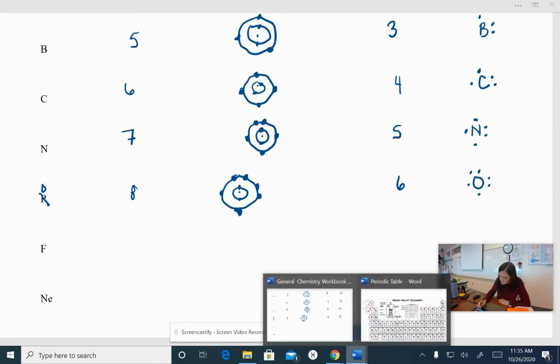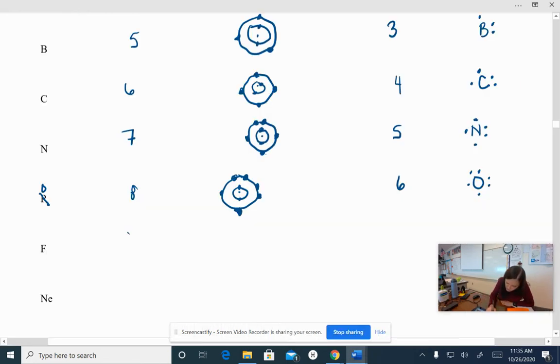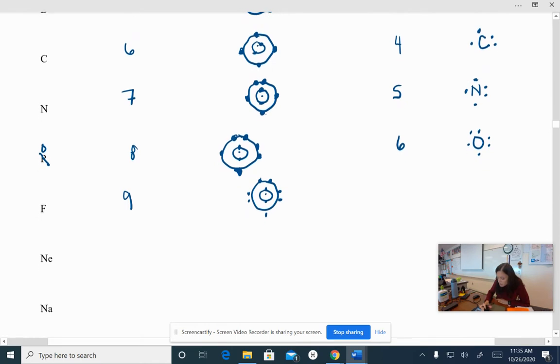Okay, fluorine. Let's look at fluorine. I have 9 electrons. I'm still on that second energy level. So 9 electrons, second energy level, first 2, 3, 4, 5, 6, 7, 8, 9. Okay, so on that outermost ring, I have 7 electrons. So my dot picture for fluorine is going to show those 7 electrons. So 1, 2, 3, 4, 5, 6, and 7.